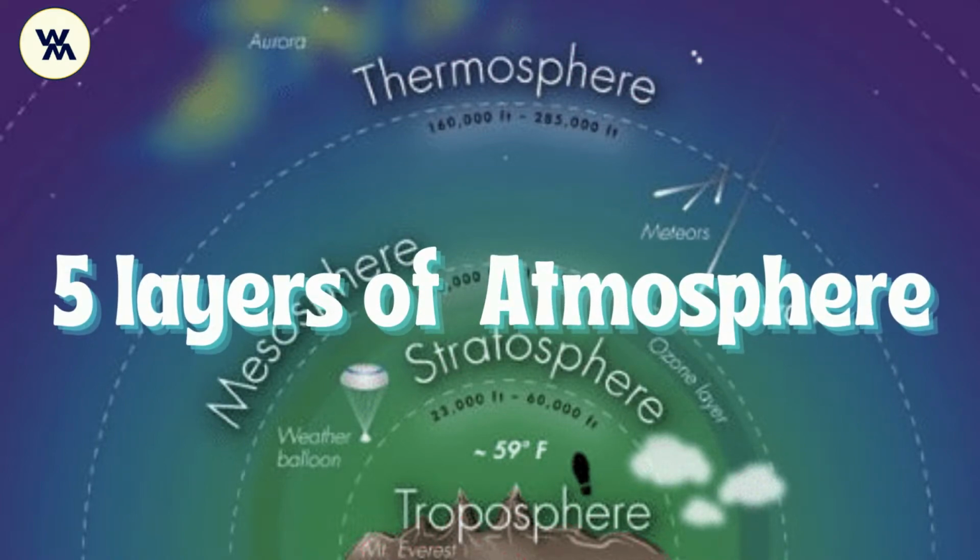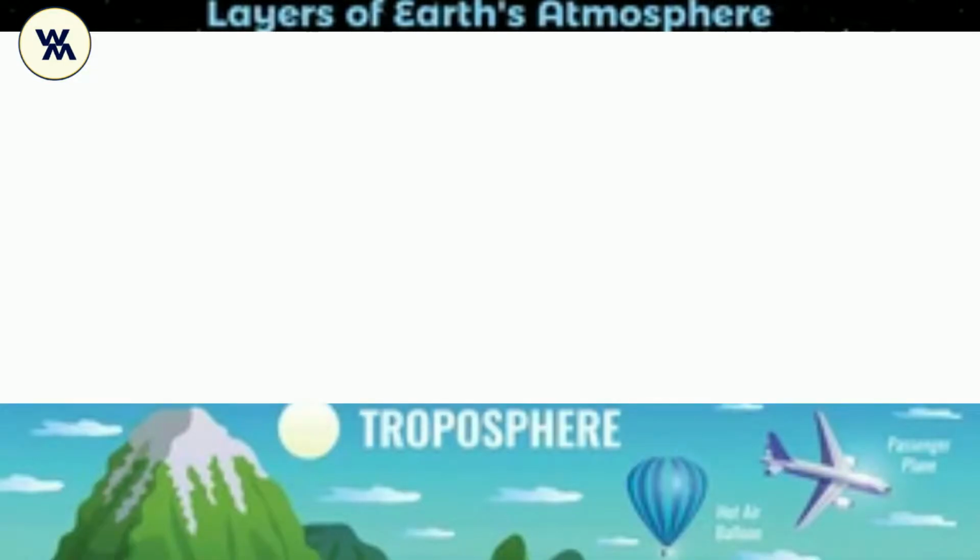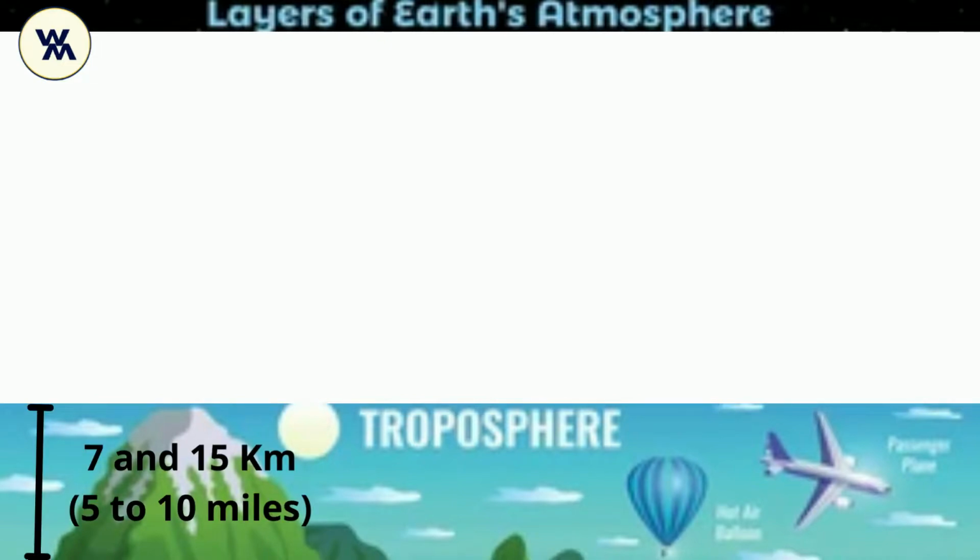So now let's see about the 5 layers of atmosphere. So let's start. The atmosphere is divided into 5 different layers based on temperature. The layer which is closest to the Earth's surface is the troposphere. This reaches from about 7 to 15 kilometers, which is 5 to 10 miles from the surface. The troposphere is the thickest at the equator and much thinner at the north and south poles.